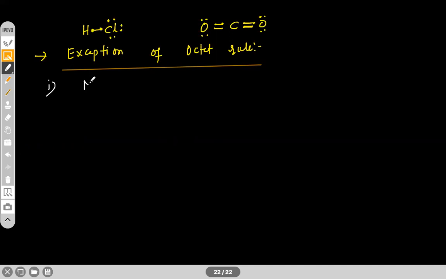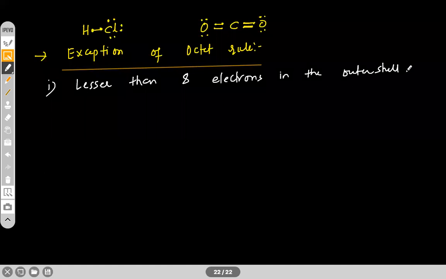molecules, write down like this, lesser than 8 electrons in the outer shell. It means we have molecules in which the central atom has lesser than 8 electrons in the outer shell, but still the molecule is stable, right? It does not follow octet rule, but still the molecule forms.